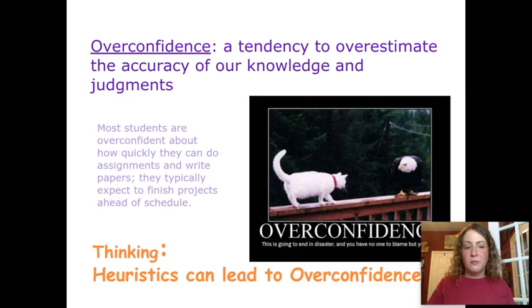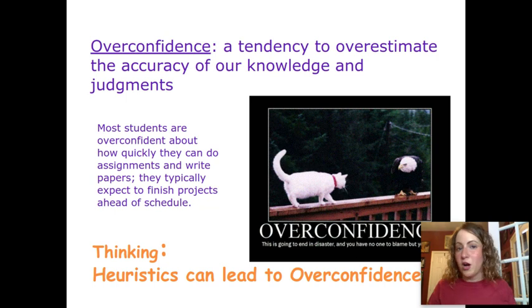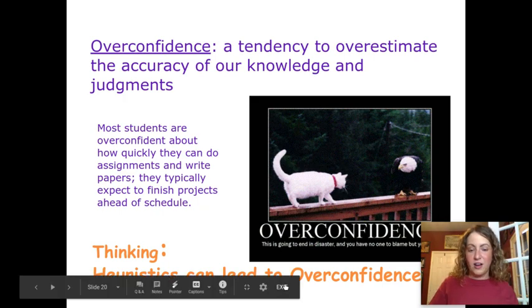So we are typically overconfident about how quickly we can do assignments or write papers or finish something on time, or how smart we are, or how good of a driver we are. We're typically overconfident because most of the time when we're solving a problem, we're guessing. We're guessing based on stereotypes, and we're also guessing based on what we've heard recently. And you're more likely to get things wrong than right when you're just guessing and not using an algorithm or something like that. Anyway, that's all we have to talk about today.